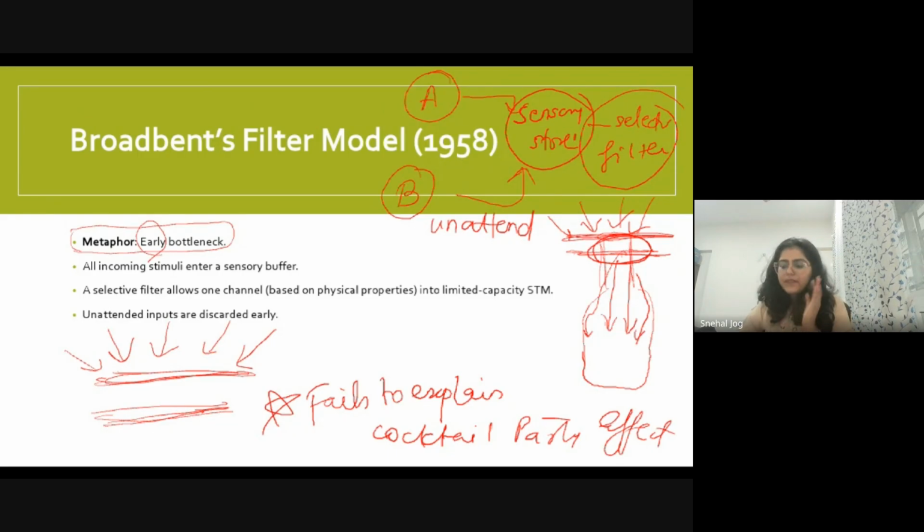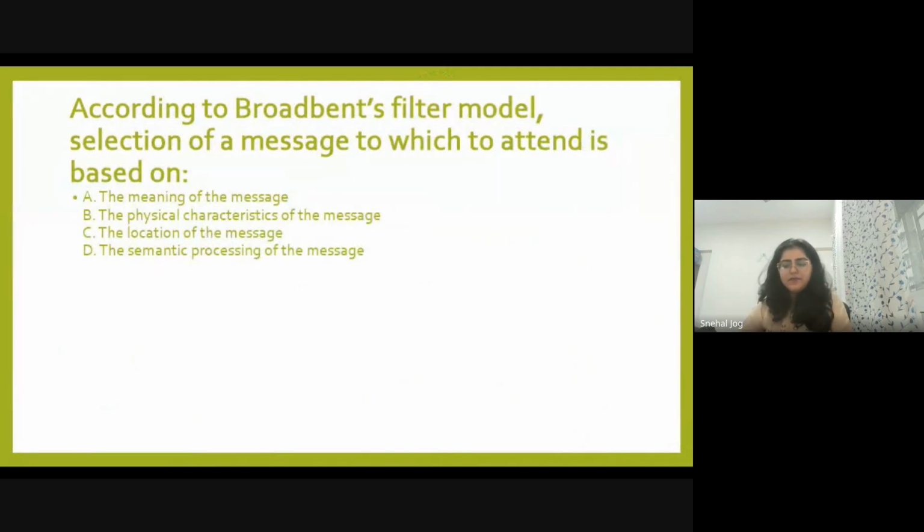Now, based on this, we'll look at an MCQ. According to Broadbent's filter model, selection of a message to which to attend is based on what? Can you all tell me? I'm opening the chat box. Correct. It is the physical characteristics of the message.